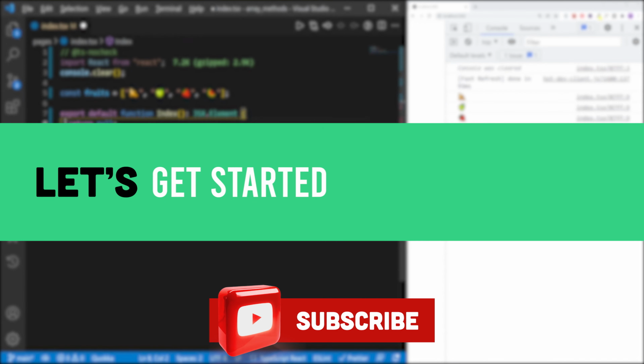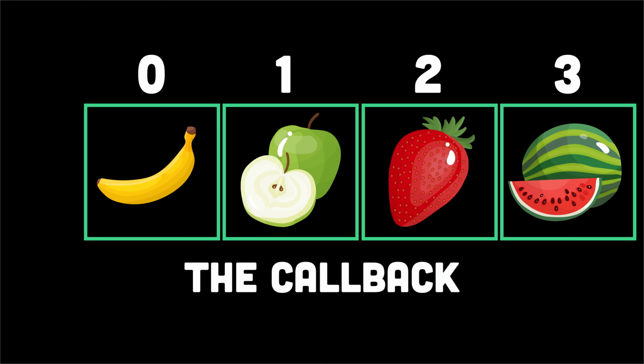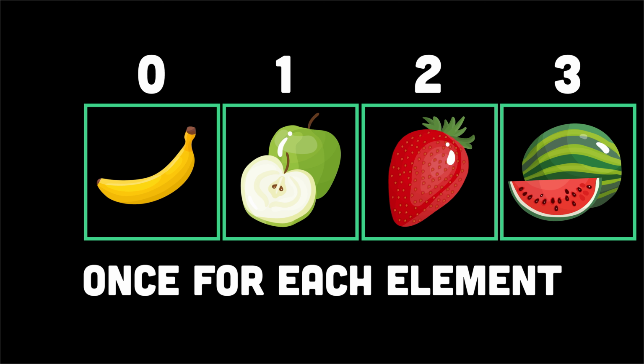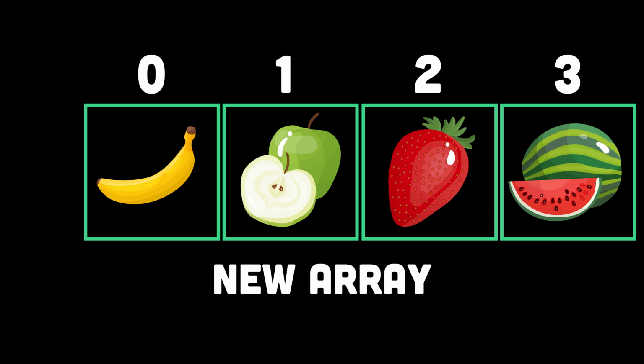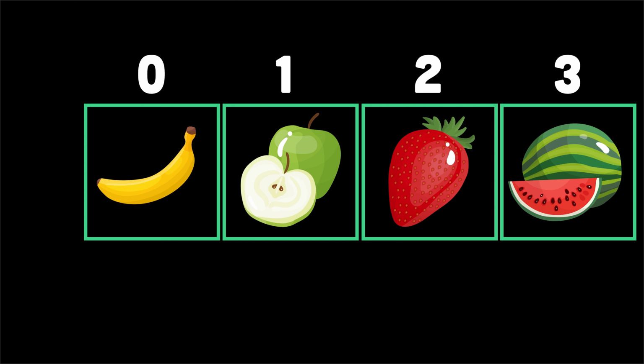Let's get started. Map calls a provided callback function once for each element in an array in order and constructs a new array from the results. The callback is invoked only for indexes of the array which have assigned values, including undefined.